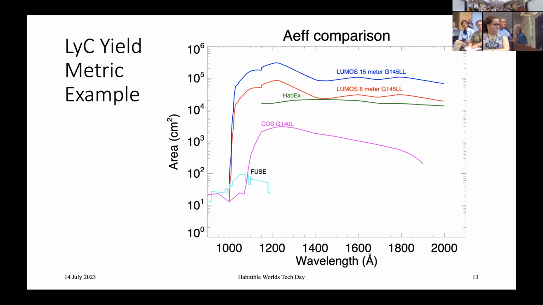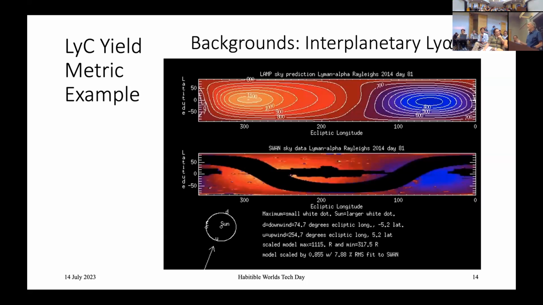We've got the state of the art of COS in the G140L. Here's Views way down here. Here's HabEx and LUVOIR at the 8 meter and the 15 meter. So we do this calculation by taking the effective area, by calculating the total raw area, and folding in mirror reflectances and detector quantum efficiencies, and then ultimately you have to put in what the astigmatism of the spectrograph is. And then you have to worry about backgrounds.